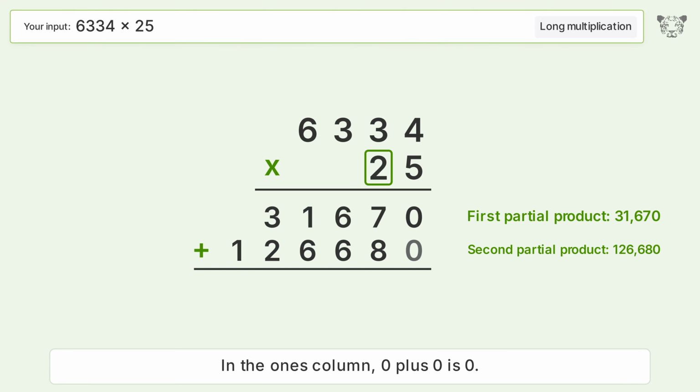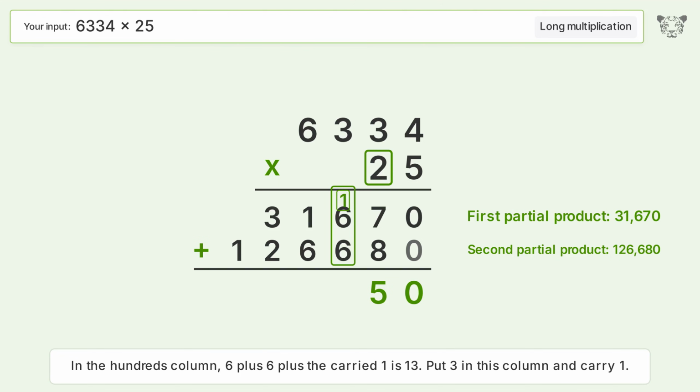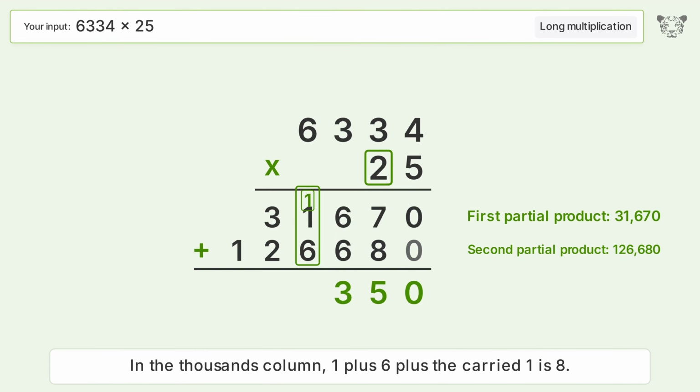In the ones column, 0 plus 0 is 0. In the tens column, 7 plus 8 is 15. Put 5 in this column and carry 1. In the hundreds column, 6 plus the carried 1 is 13. Put 3 in this column and carry 1. In the thousands column, 1 plus 6 plus the carried 1 is 8.